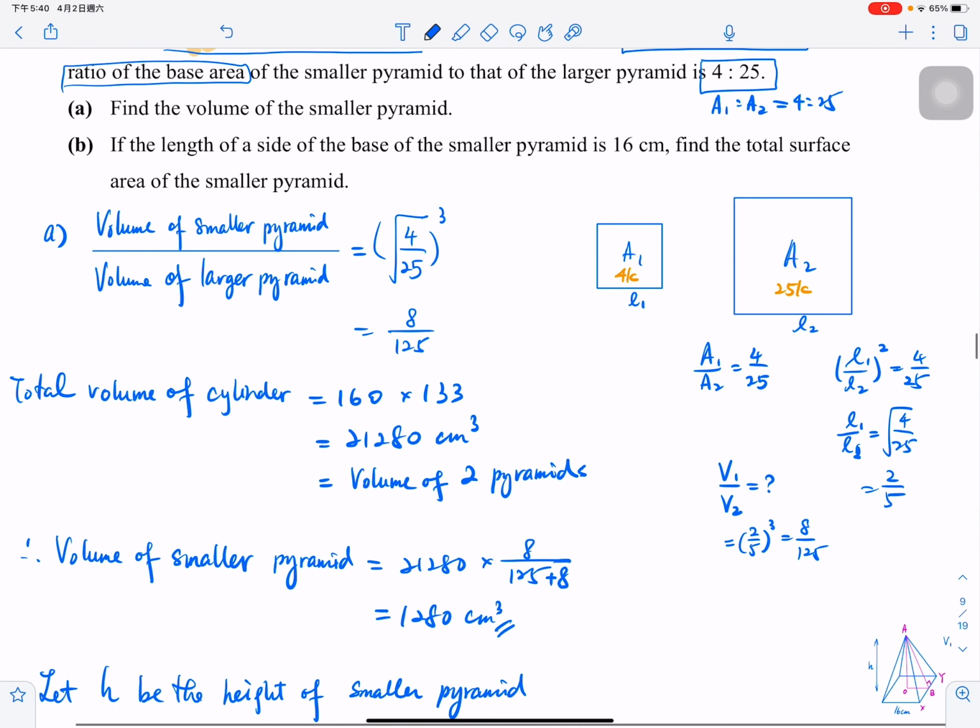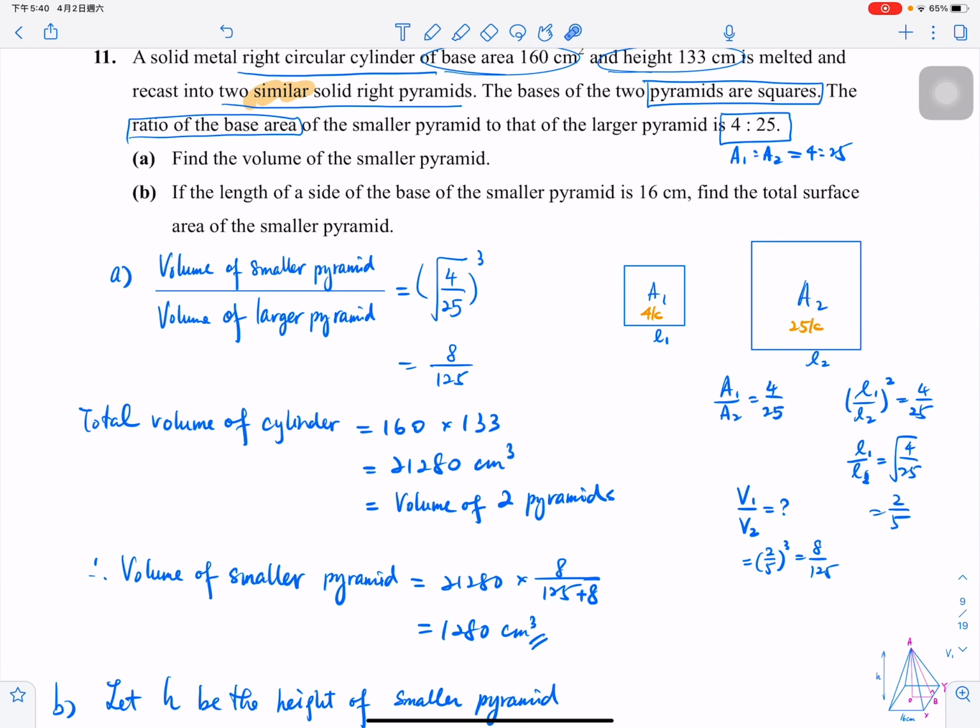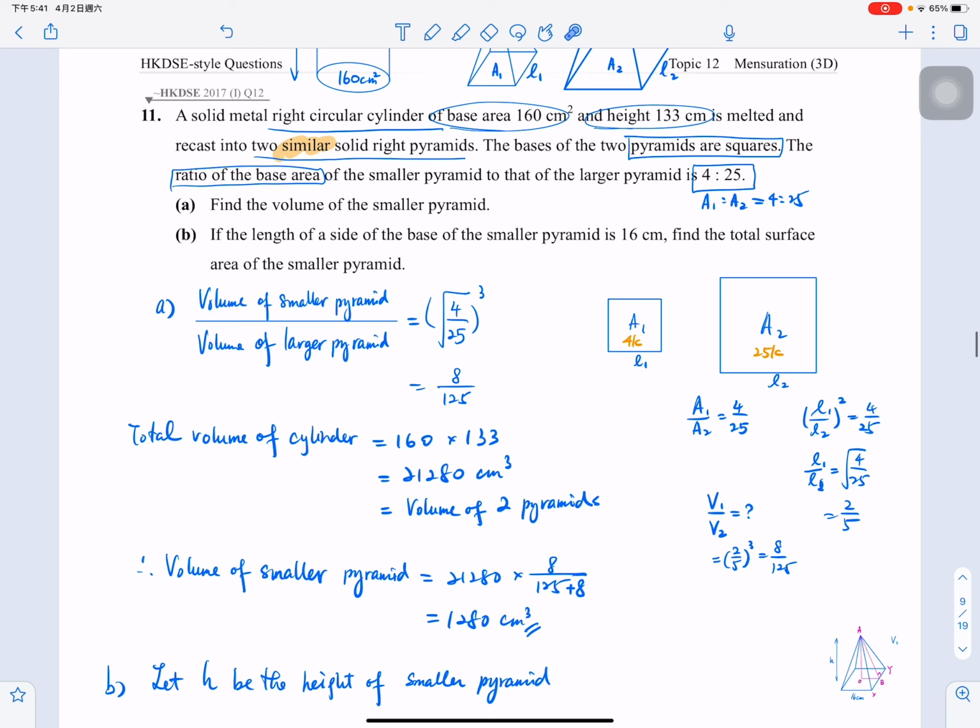Okay, because this one only takes 8 and all is 125 plus 8. So as a result, this one is 1,280. Clear? That's great. Let's go on to have a look at part B.